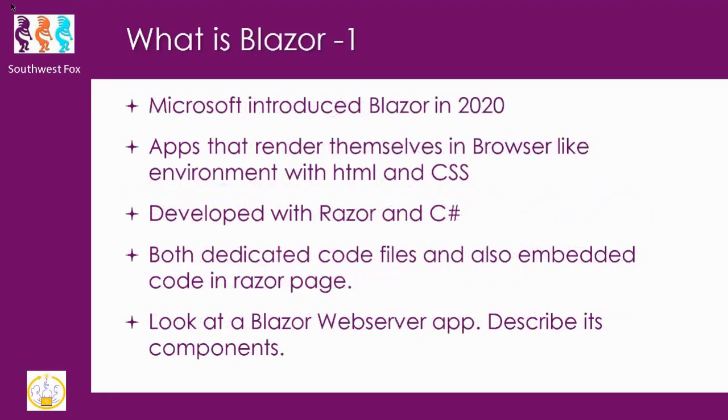Okay, what is Blazor? Blazor is a technology that Microsoft introduced around the year 2020, and it is part of what they call ASP.NET, and more in particular ASP.NET Core. And with Blazor, you can create apps that render themselves in the browser with HTML and CSS. And they also have JavaScript behind it. And Blazor itself is like a combination of different technologies.